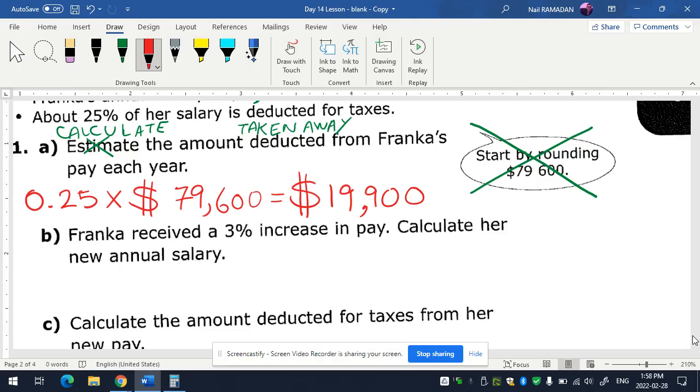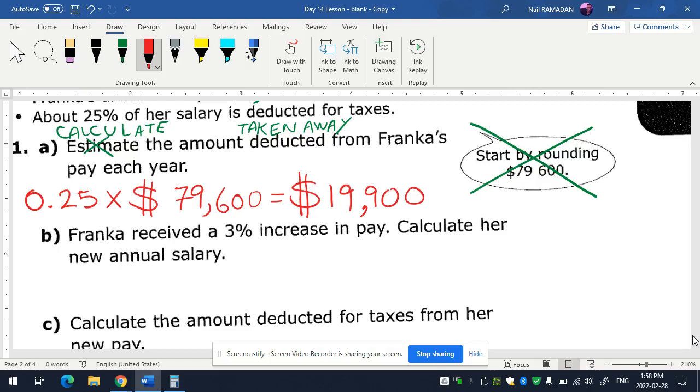By the way, think about it. It has to be before, because then the taxes will slightly be more as well. So everyone, if you ever get an increase, it's always to the gross income, or before the taxes.